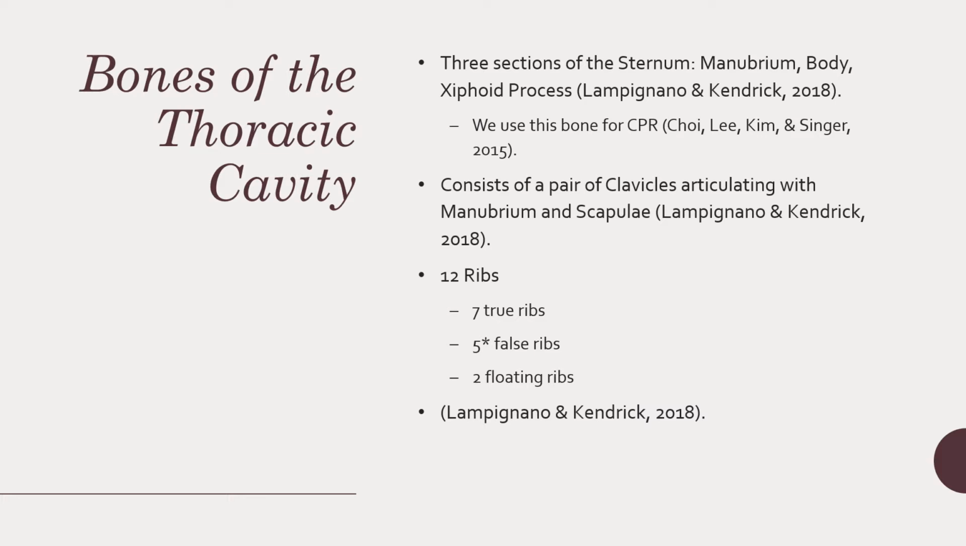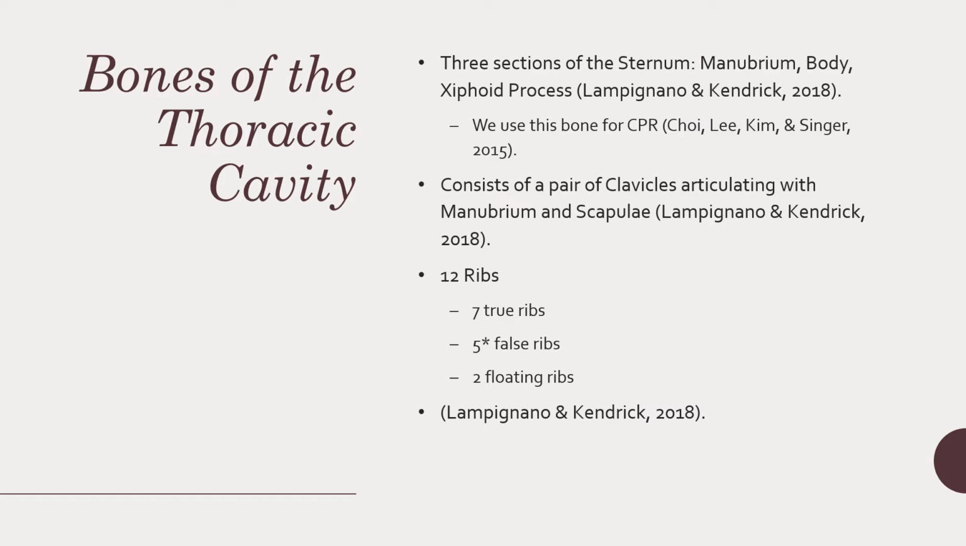They articulate with the manubrium medially, and then laterally they articulate with the scapula at the acromion. We each have 12 ribs, unless we're lucky enough to have 13 or more, which get broken down into three classifications. So we have true, false, and floating ribs.